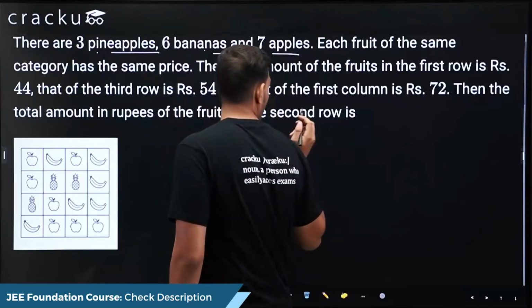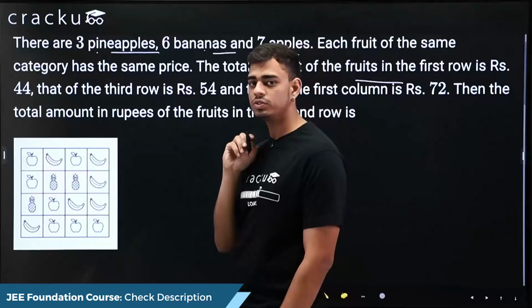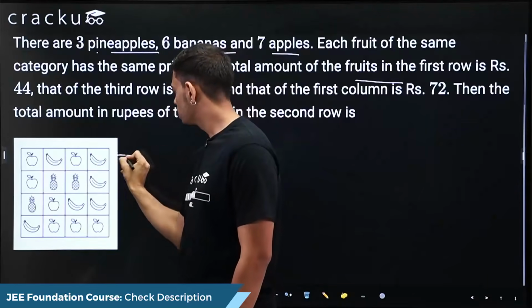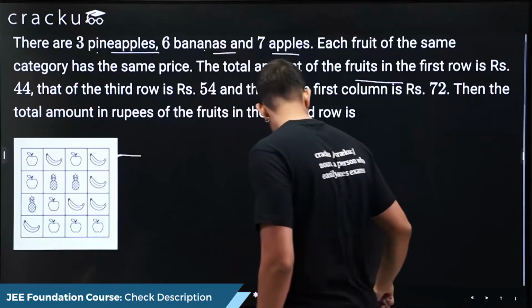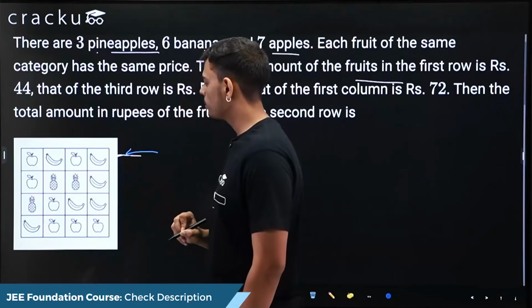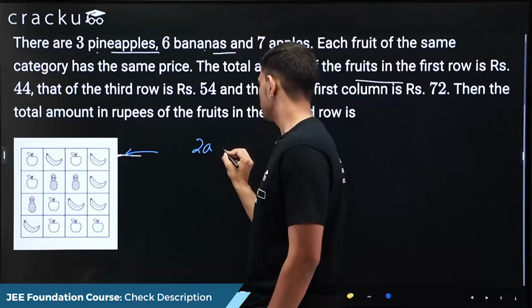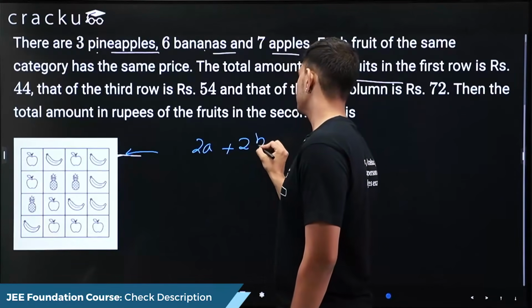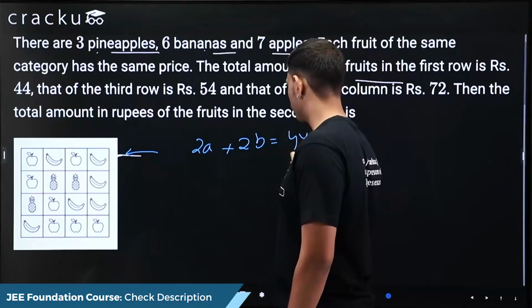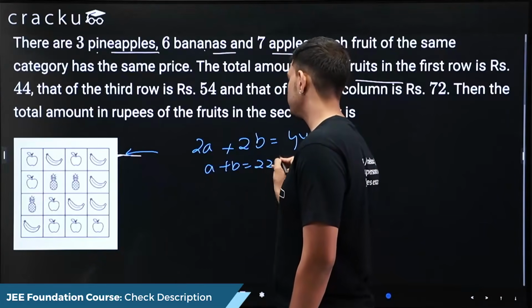We are given that the total amount of fruits in the first row is 44. So in this row, I'll change the color, the total amount is 44. What do we have in this row? 2 apples, let's denote with A, and 2 bananas, we'll denote with B, amounts to 44. A plus B amounts to 22, just dividing both sides by 2.